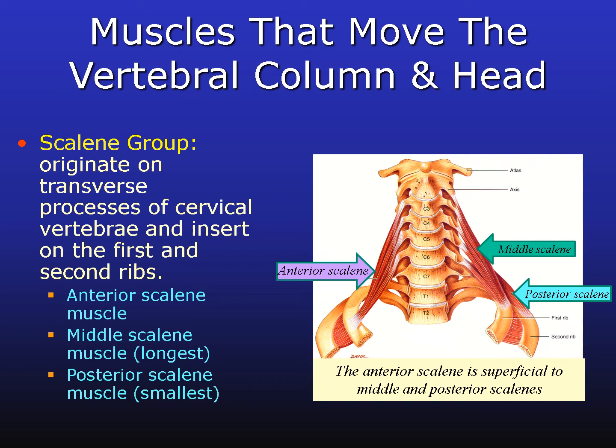They also can function in forced or deep breathing. By pulling the ribs toward the head, the volume of the thoracic cavity is increased, thus assisting with forced inspiration. Forced breathing occurs when exercising or under pathological conditions involving diseases of the lungs.